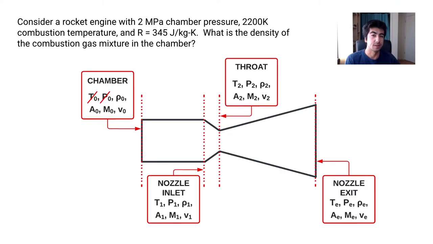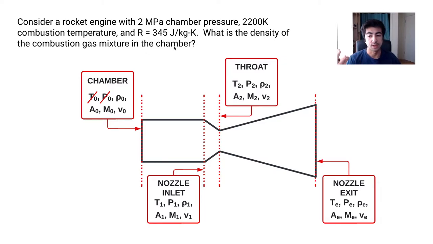Okay, let's do a little example. So here it says to consider a rocket engine with 2 megapascals of chamber pressure, 2200 degrees Kelvin combustion temperature, which you would figure out using a chemical solver or the process we described earlier, and R equals 345 joules per kilogram Kelvin for the particular gas mixture in this chamber. And it's asking, what is the density of the combustion gas mixture in the chamber?